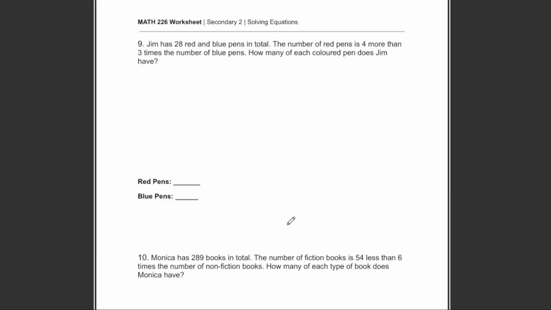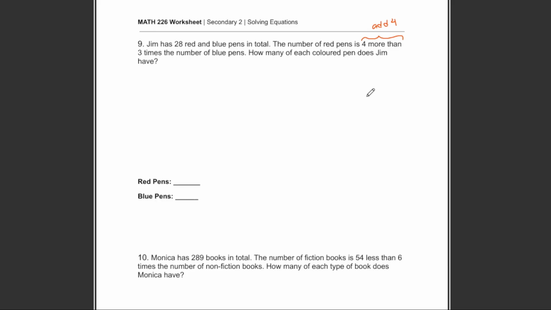Okay, so he has 28 pens. I don't know how many of each he has. But I know one thing. I know the number of red pens is 4 more than... So let's pause right there. 4 more than. So once again, let's come up with a random example. Let's say I have 12 books and I want 4 more. I would just add 4 to that number. So when I say 4 more than, that means I want to add 4 to something.